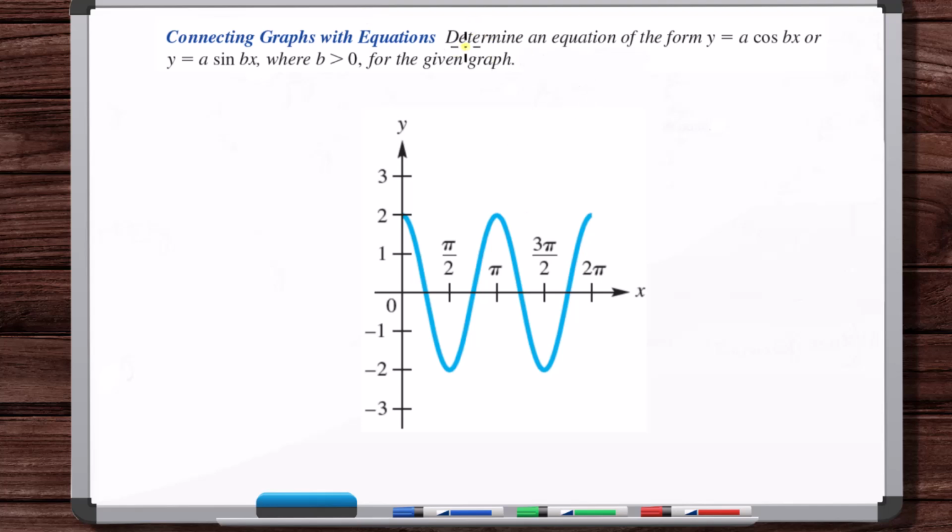Okay, for each of these, we want to determine an equation of the form y is equal to a cosine bx or y is equal to a sine bx, and they're telling us that b is going to be greater than 0, so we're not doing any flipping about the x-axis, which we could. We did work examples in the previous videos where we did flip about the x-axis, just strictly no translations horizontally. It's really horizontally because you've gone away from the definition of the sine and cosine, that's what we're focusing on right now.